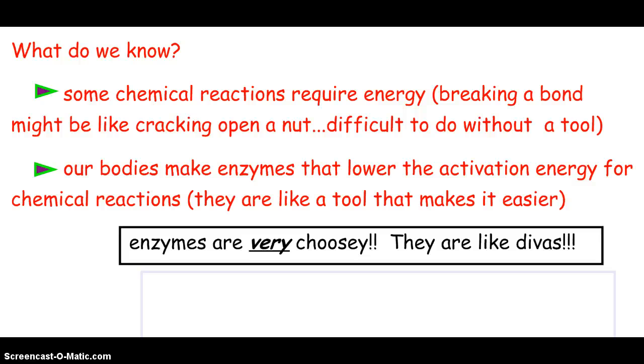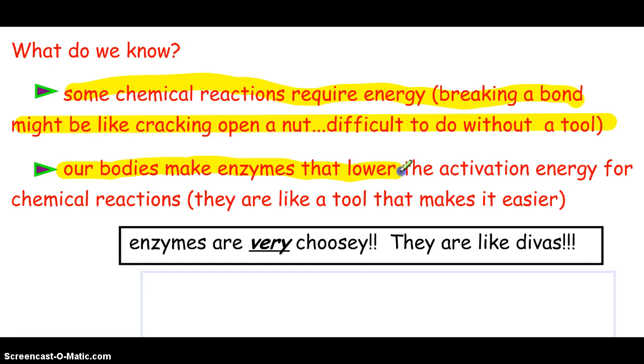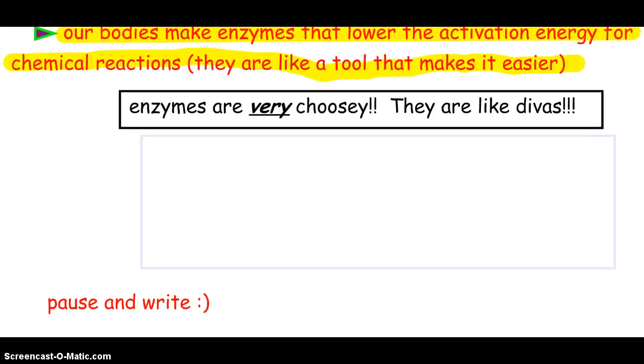Okay, so let's think about this. What do we know? We know that some chemical reactions require energy. Breaking a bond might be like cracking open a nut. It's difficult to do without a tool. So we have that activation energy. We need that energy to get it going. So in order for us to survive, our bodies make enzymes that lower that activation energy. Essentially they're like a tool that make it easier for these chemical reactions to happen. But here's what happens. Enzymes are divas. They're super choosy.